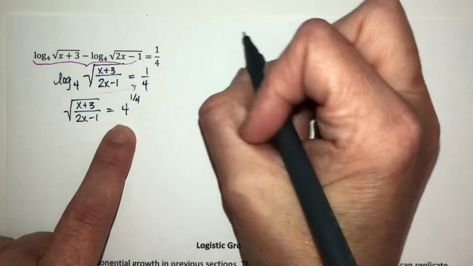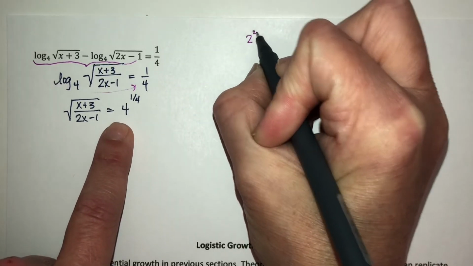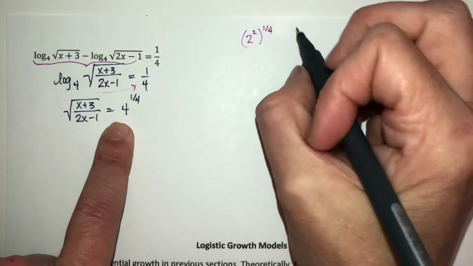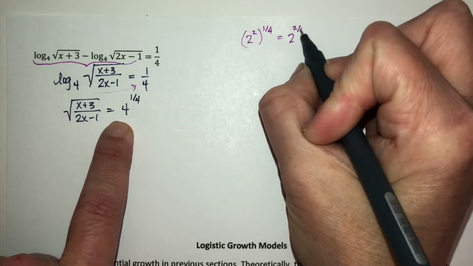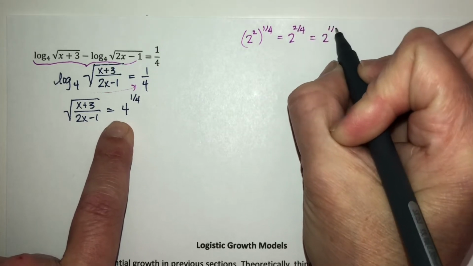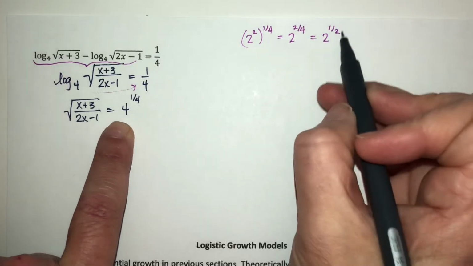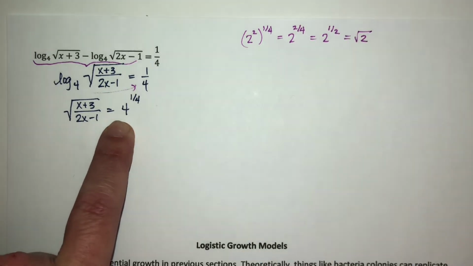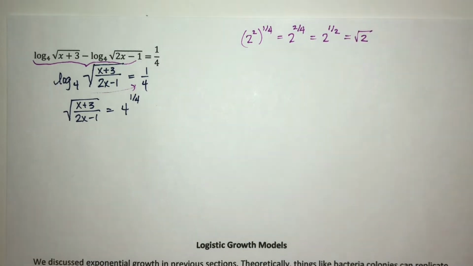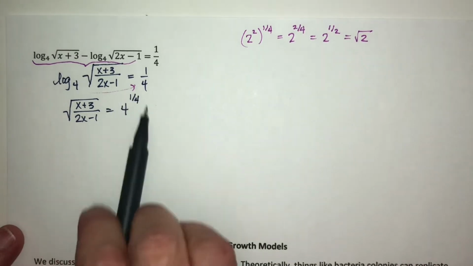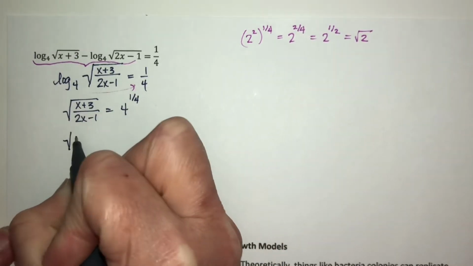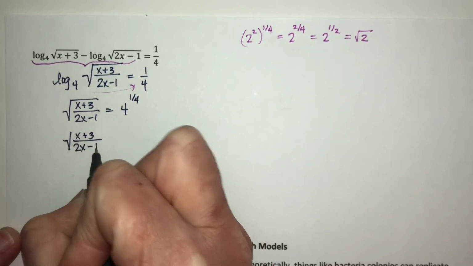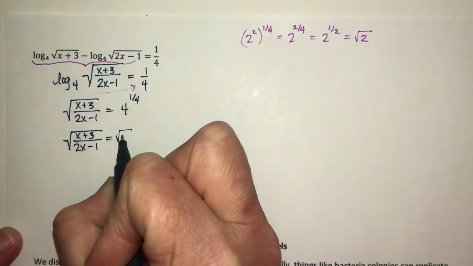Just coming over here to scratch paper, if I rewrite 4 as 2 squared, I have 2 squared to the 1/4. I multiply those exponents. I would have 2 to the 2/4. So that's the same thing as 2 to the 1/2 power. And remember that a 1/2 power is a square root. So I write that as the square root of 2. So now, basically I've simplified this, and I have the square root of x plus 3 over 2x minus 1 equal to the square root of 2.